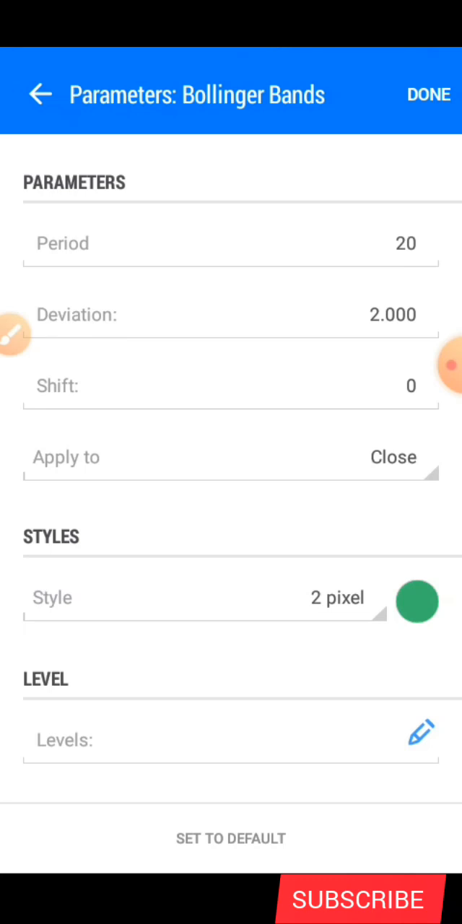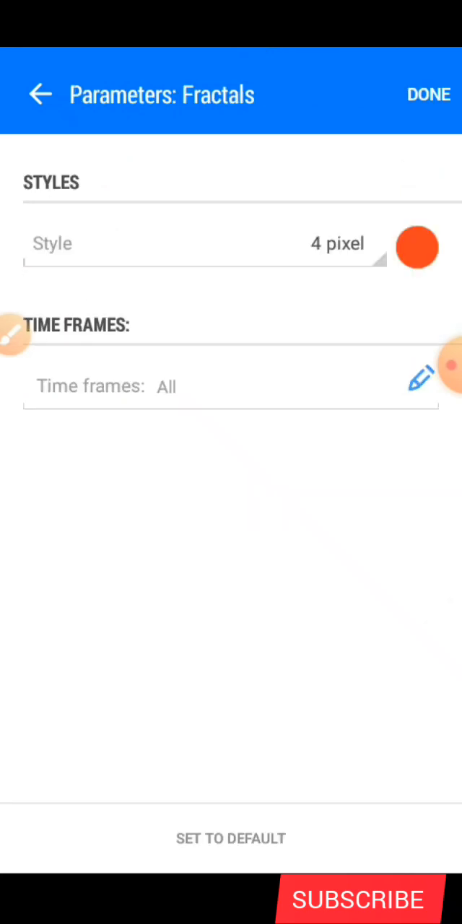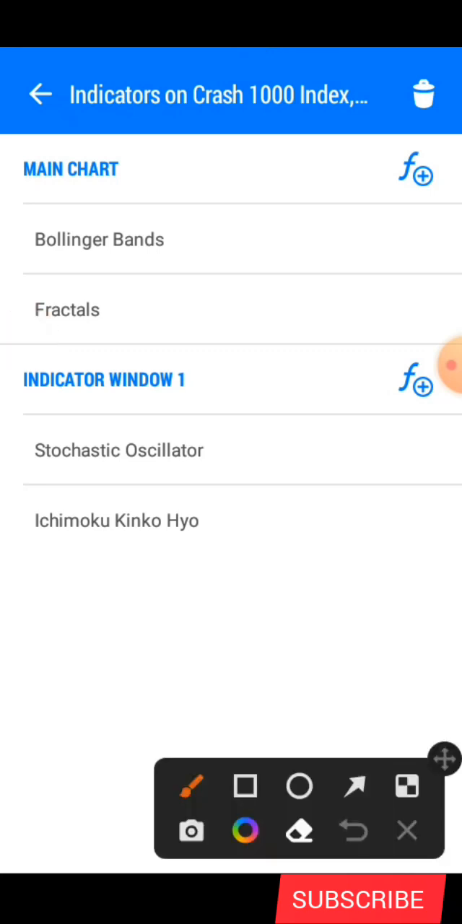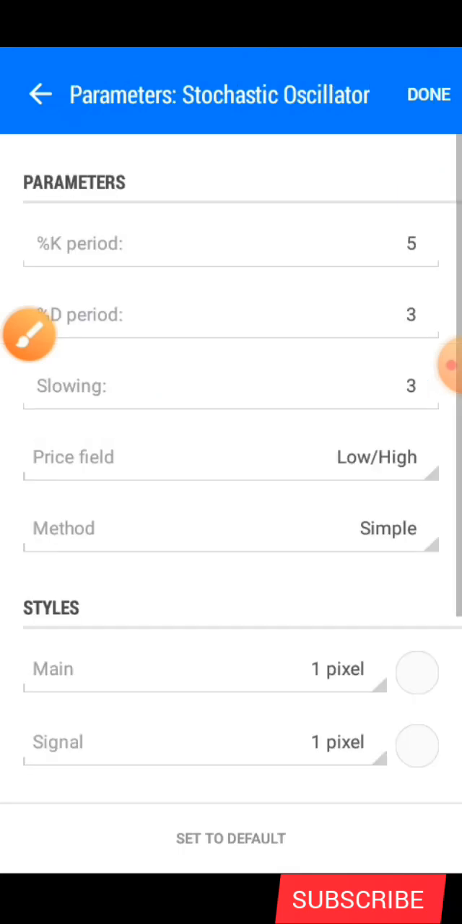I didn't change anything. You click on done, and then the next indicator is going to be the fractals. You search for the fractals, you click on it, and you can see this is just the setting, nothing more. After this, you click on done, and then your next indicator is the stochastic oscillator, this one right here. You search for the stochastic oscillator, you click on it, and then these are the settings.